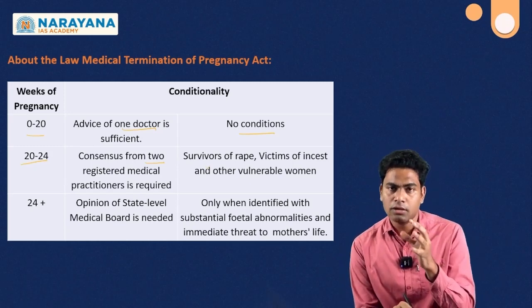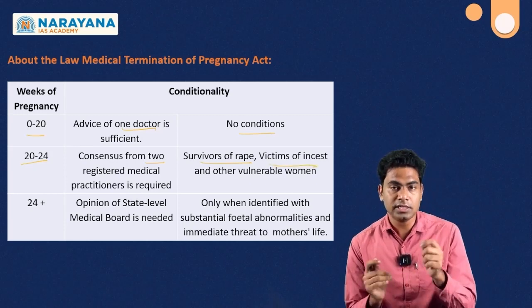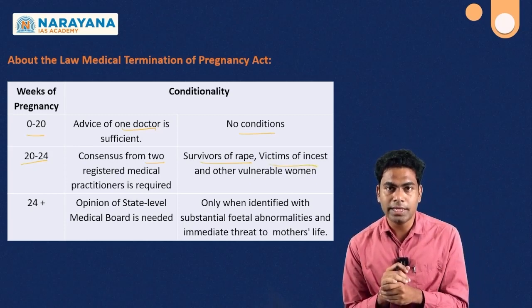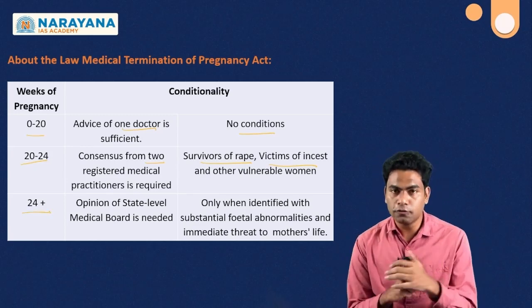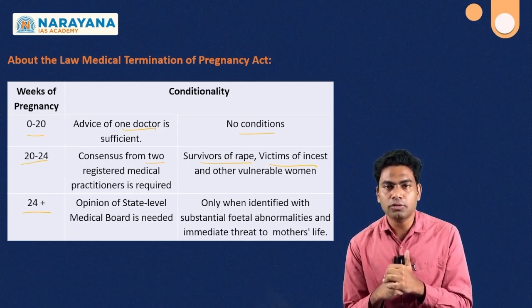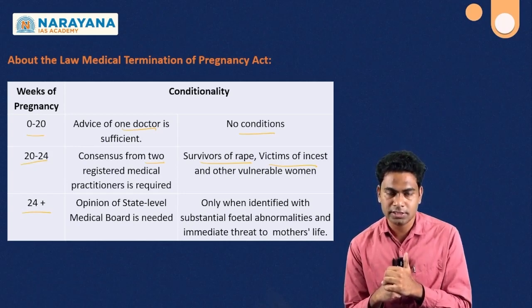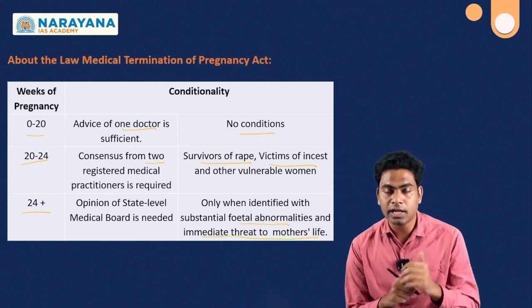The conditions are few, like for example, survivors of rape or victims of incest, etc. These are the conditionalities she should be able to meet to exercise this right. Again, beyond 24 weeks, only two grounds are available under which she could exercise the reproductive choice rights. These are the fetal abnormalities and the immediate threat to the mother's life.